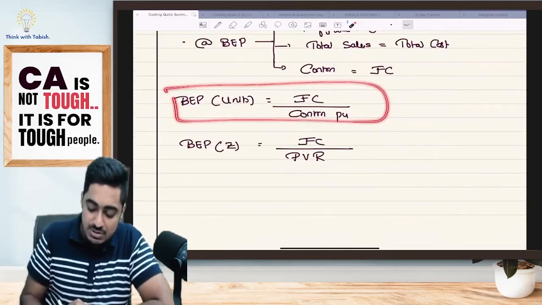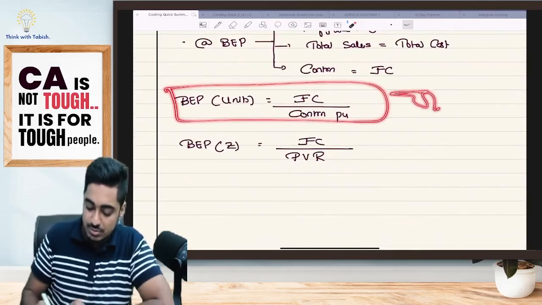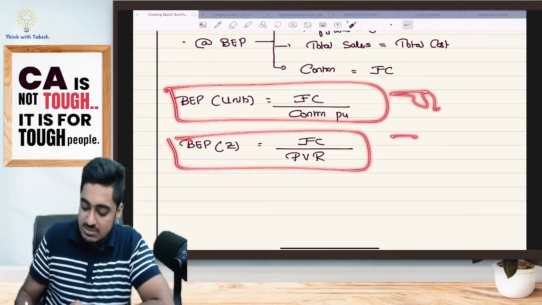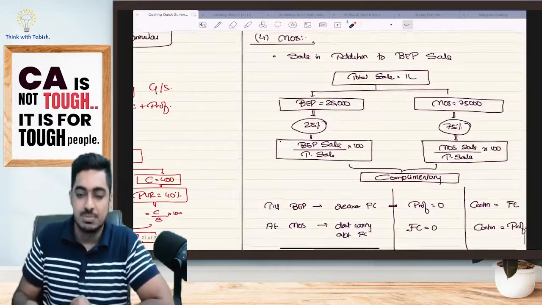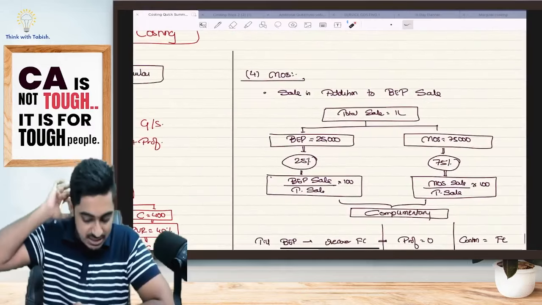Yes, BEP in terms of units is fixed cost divided by contribution per unit. In terms of rupees, it is fixed cost divided by PV ratio. Now, there is no need to learn it by heart and keep it. I've explained how we will solve even without touching a single formula.